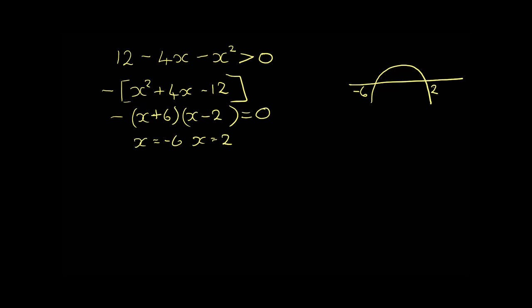Then we go back and have a look at the original, and it wants the section where it's greater than 0, so above the line. So we're looking for this region in between these two parts. So our inequality is going to be -6 less than x less than 2.